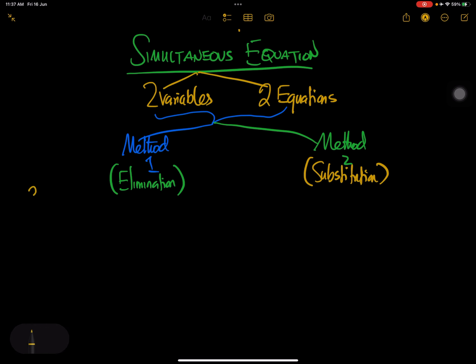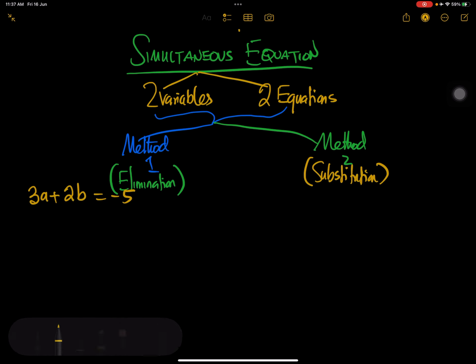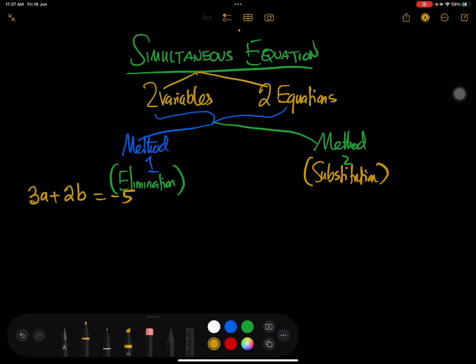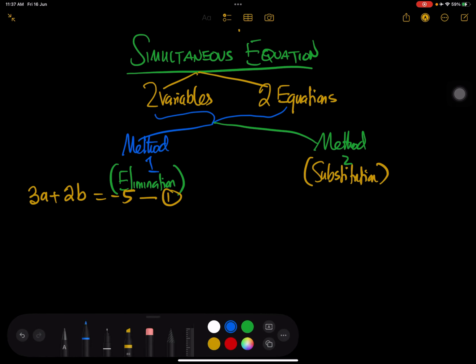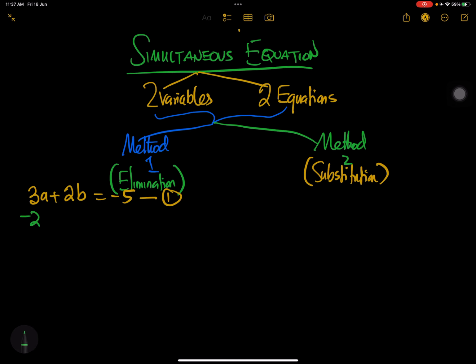Remember what we started with. We have 3a plus 2b is equal to negative 5. Let's name this as equation 1, equation number 1. And then the next one is negative 2a minus 5b is equal to 3. And that's equation 2. Now, let's see how we're going to go about that.